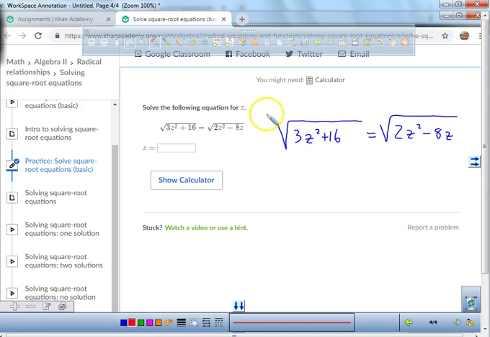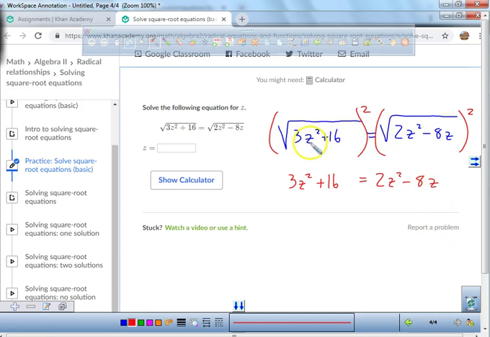All right, first step. What are we going to do? Boom. Square both sides. Square this side. Square this side. 3z squared plus 16 equals 2z squared minus 8z.